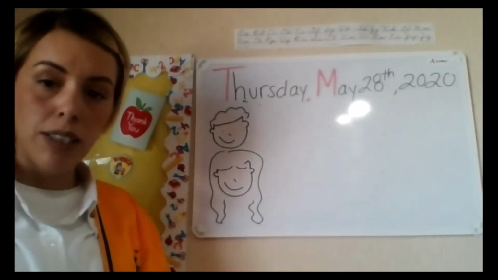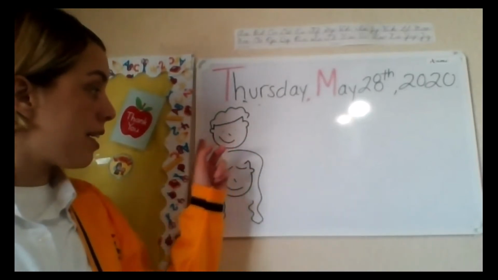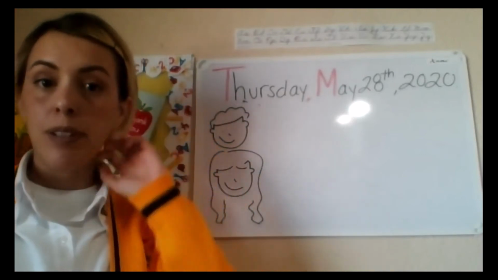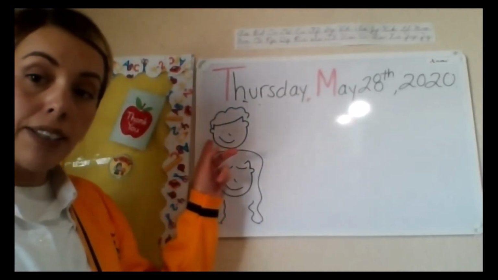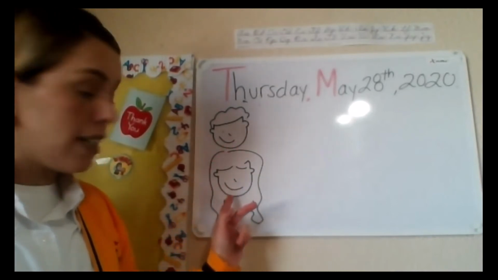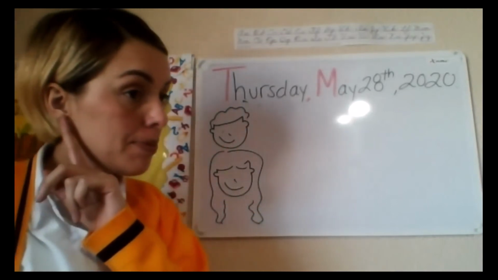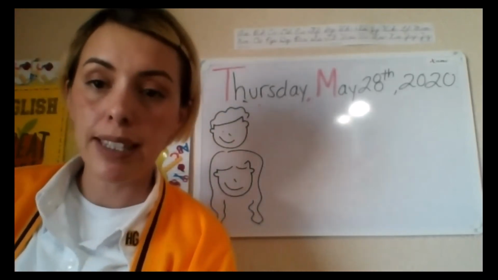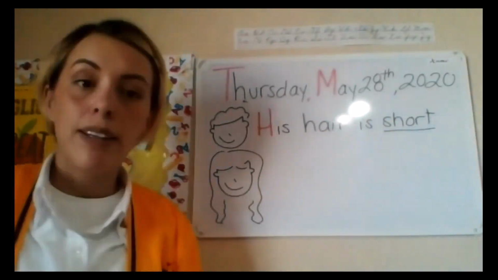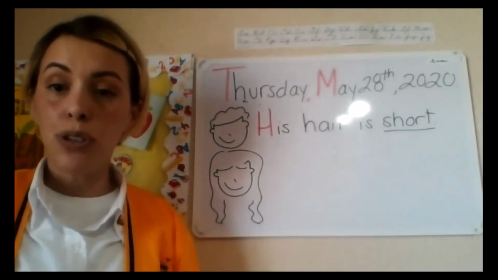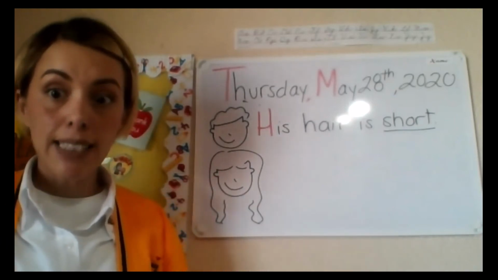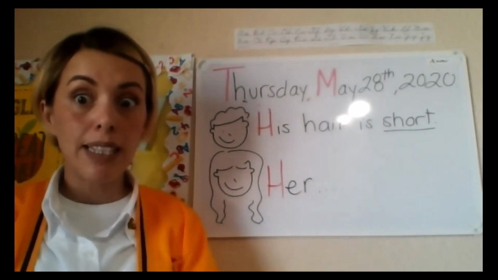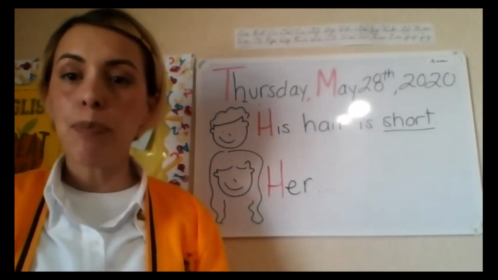Now, we have two new kids. This is Sebastian and this is Elisa. Let's look at their hair. Sebastian's hair is short. Elisa's hair is, very good, long. Now, let's create some sentences. His hair is short. Now, what about Elisa's hair? Can you complete that sentence for me, please? Make sure you pause the video here, okay?